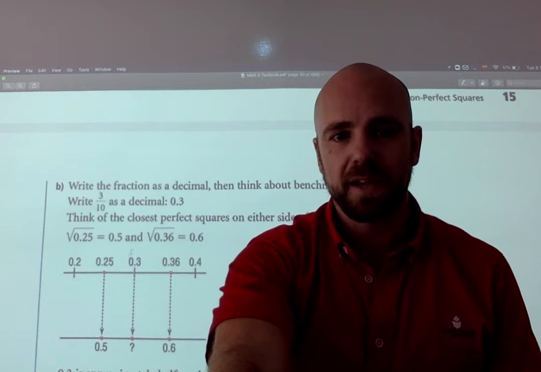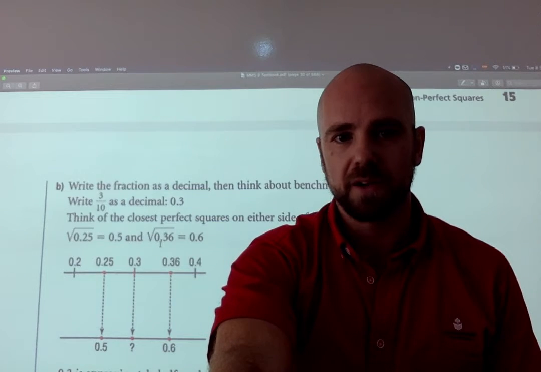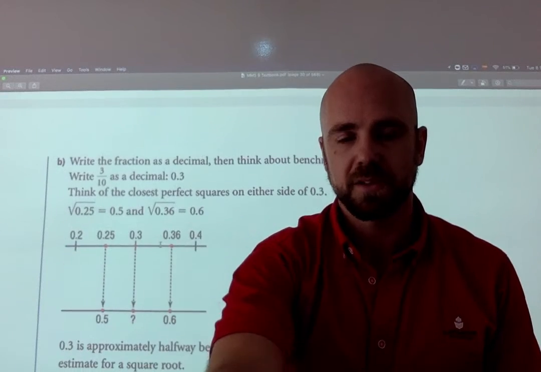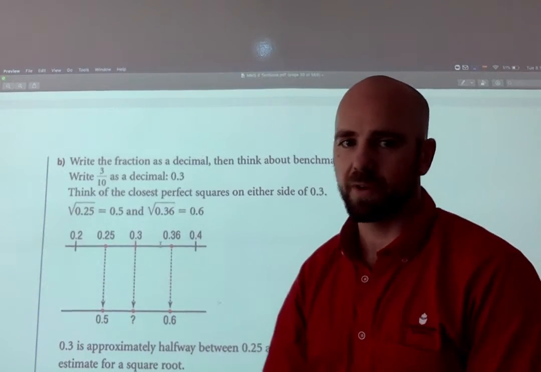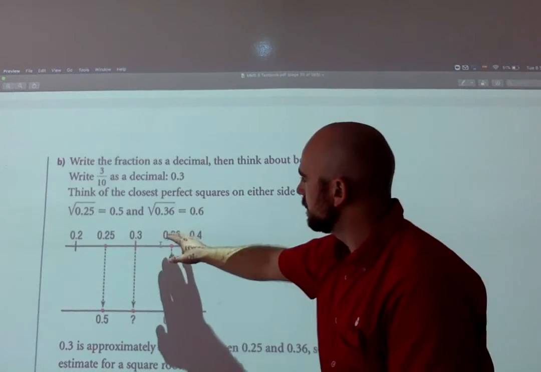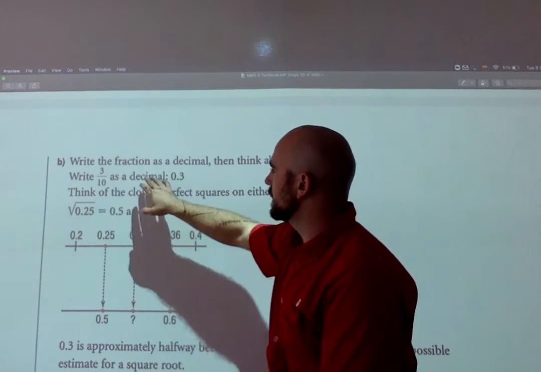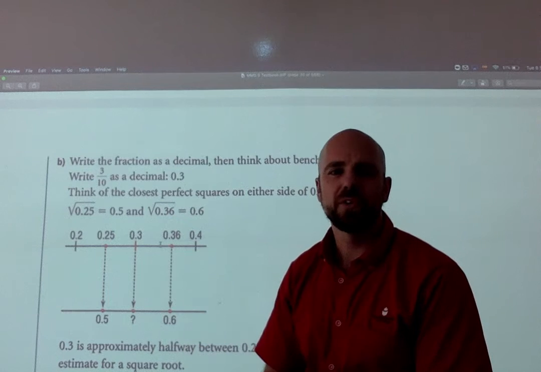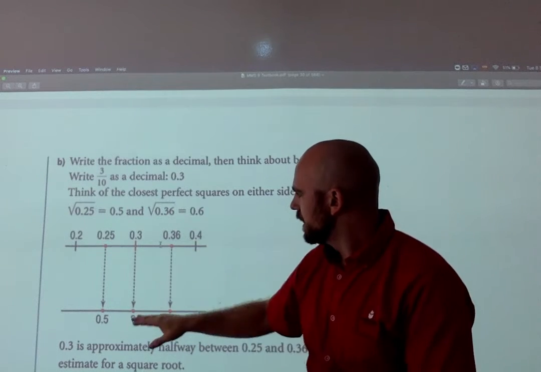Then we look at what's going on for B. So we have 3 over 10. These are the solutions that they're coming up with. Here we have a number line. We had 3 over 10 written as a decimal of 0.3. So we're essentially looking for the square root of 0.3.